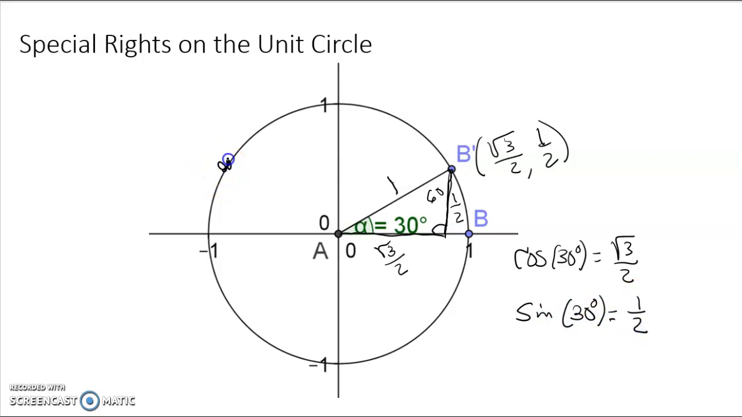That means we can find this point over here at 150, this point at 210, and this point at 330. They're all going to have the same x and y magnitude values. They're just going to change signs.